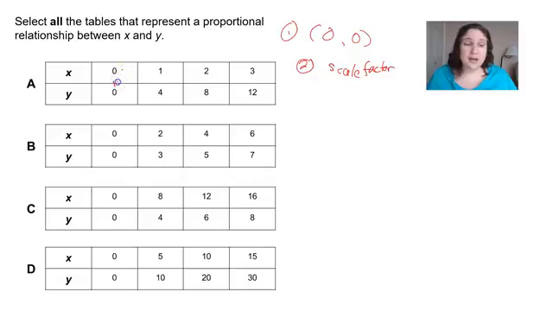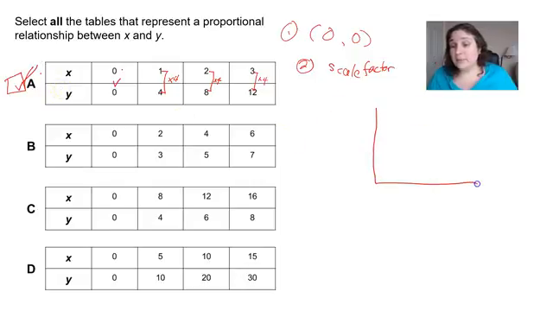0, 0, so we got that, check. Okay, 1 times what number will give us 4? The other thing you can think about is 4 divided by what number gives us 1. It doesn't matter. I like to do multiplication. I know that 1 times 4 is 4. So then I'm going to check here. Well, 2 times what number gives us 8? 2 times 4 gives us 8. And 3 times what number gives us 12? 3 times 4. So because it starts at 0, 0, and at each one of those points the x value increases by 4, I know that this indeed is a proportion.